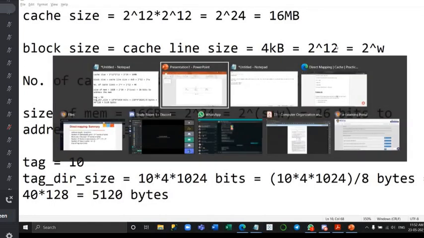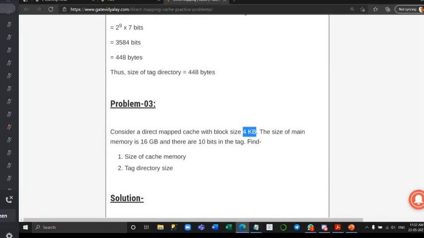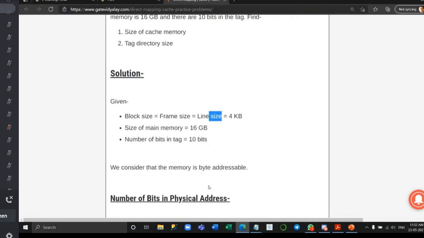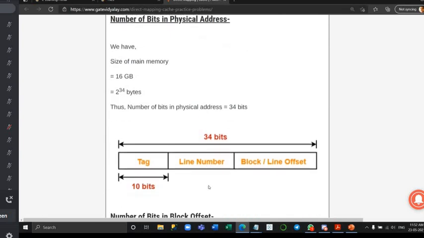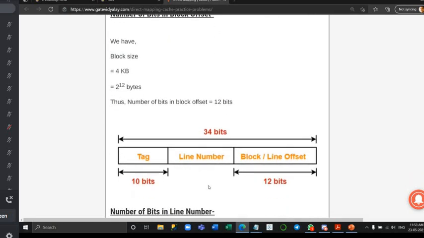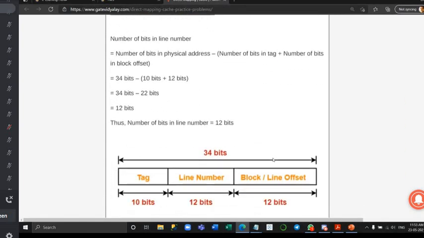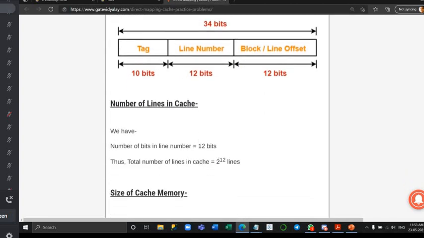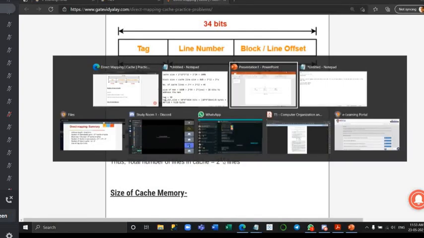If you check the solution, we have the block size 4 KB, which is the line size. Main memory 16 GB. Total number of bits is 34. Tag takes 10 bits. So the number of bits in the offset is 12. W we found 12. So this part is the tag, we found out as S minus R. This part is W, we found out 12. Number of remaining bits is 12. We found out R as well, line 12. Now the number of lines in cache will be 2 to the power 12. We found the same thing as well.